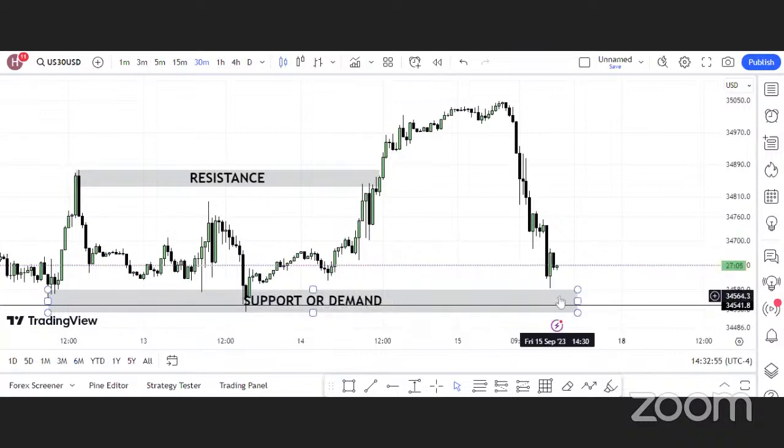So what I love to do is, when it gets to this area, I buy immediately. Okay, when it gets to this area now, I will buy immediately, right? Because I know that the market is going to go up, because it is a support zone. You understand? So that is how to plot your support and resistance levels.